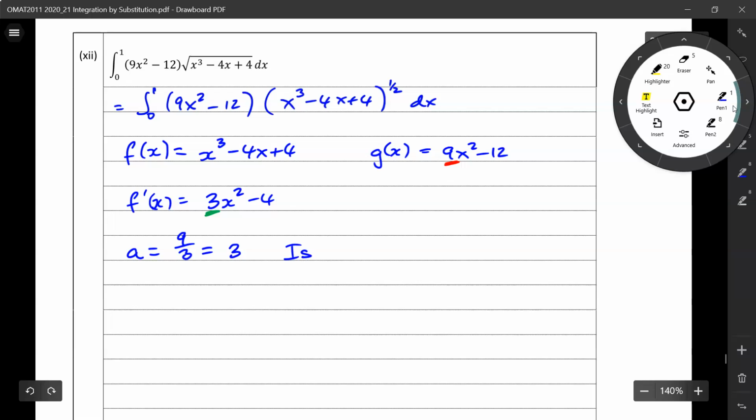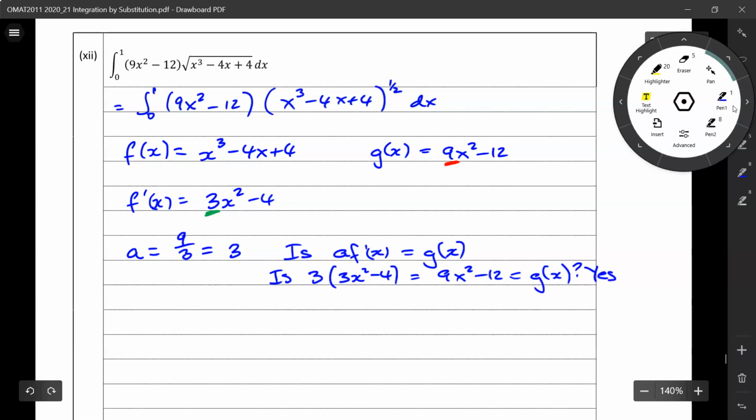And then the question is, is a times the first derivative equal to the second function in the product, g of x? Is a times f prime x equal to g of x? So that's saying, is 3 times 3x squared minus 4, and that gives us 9x squared minus 12. And yes, that is equal to g of x. So the answer is yes. So that means we can use our rule.